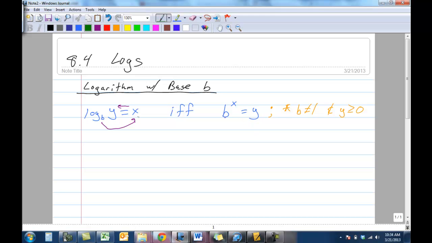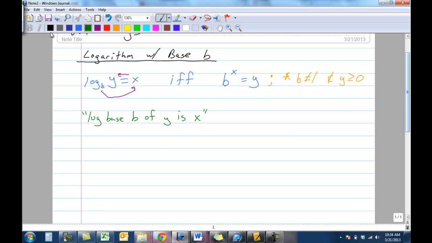The way that we say this, I keep saying this. I want you to write it down too. This says log base b of y is x. That's what this actually says here. Log base b of y is x. Smith, I'm still not exactly sure what you're trying to say here.